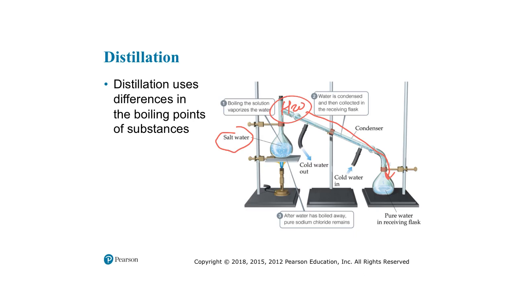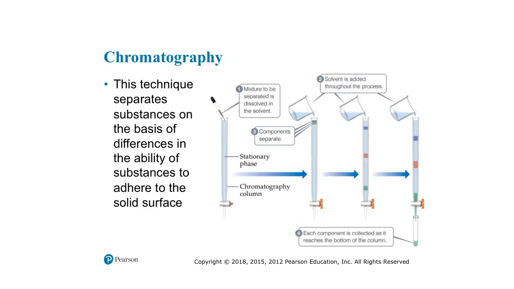But so you can separate substances. So the salt has a boiling point that's very high, and then water's boiling point is relatively low, comparatively speaking. So we can separate on the basis of heating up the mixture and collecting the vapors in a different container.